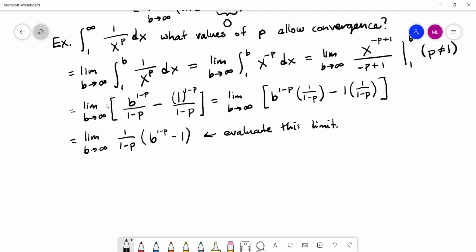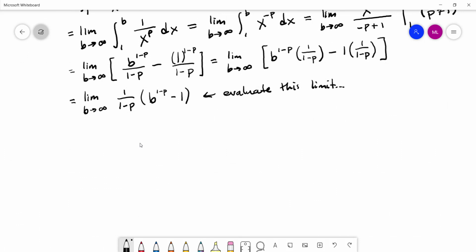Before we do that evaluation, let's just think about it. We already said p equals 1 is off limits. That's probably a good sign that that's going to be kind of a dividing line of where behavior is going to change. So let's look at this separately, because p is not equal to 1. Let's look at this separately with p greater than 1 and with p less than 1 and see what happens in those two cases. So in the first case, if p is greater than 1, then what happens?